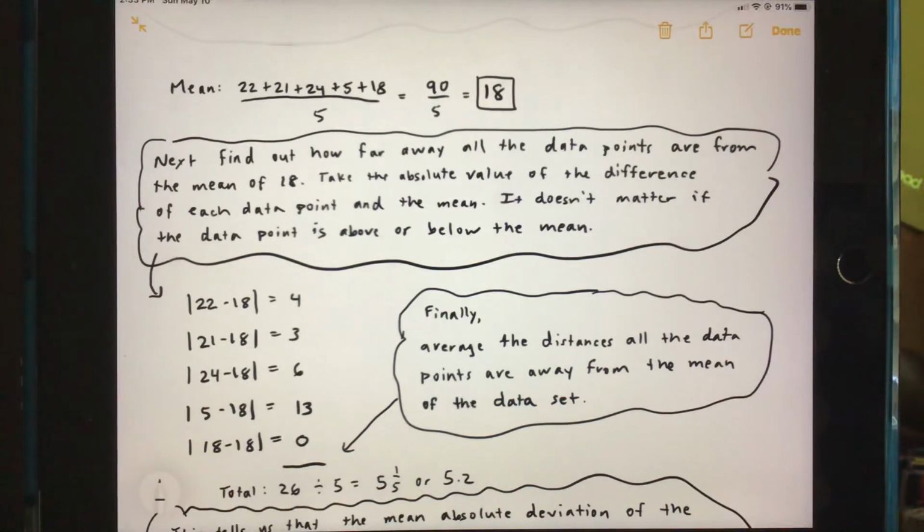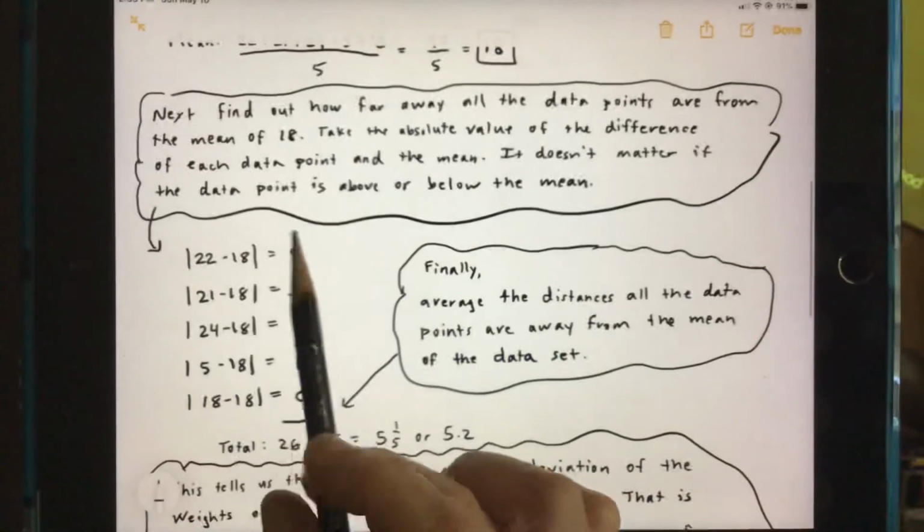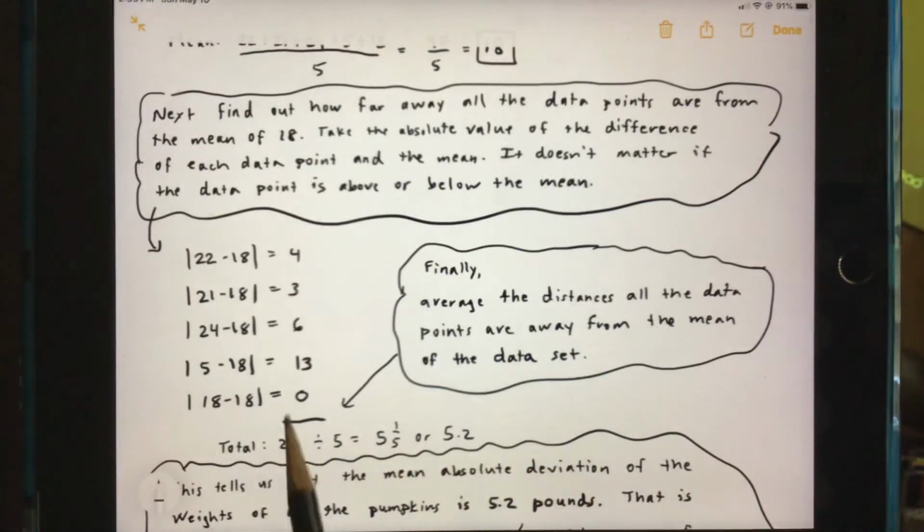So it turns out that that pumpkin weight is exactly what the average turns out to be for this data set. Okay, so we're going to add all these values up, and we're going to get a total of 26. And since we are averaging 5 values, we're going to divide by 5. And so here we have the mean absolute deviation, 5 1/5 or 5.2, depending on how you want to report that. Decimal or mixed number version is fine.